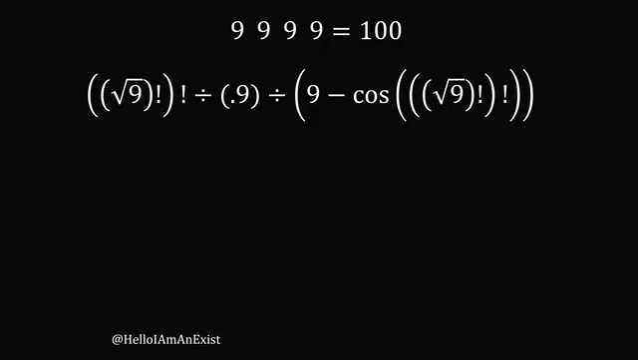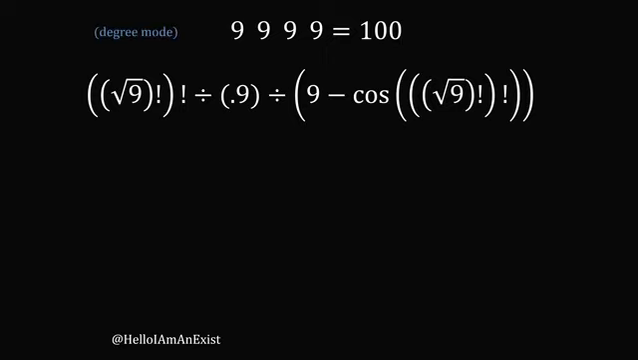Here's another clever solution. So we have the square root of 9, we want the factorial, and then we want the factorial of that result. So that whole thing will be 720. We're dividing that by 0.9. Then we want to divide this by 9 minus the cosine of what will work out to be 720.